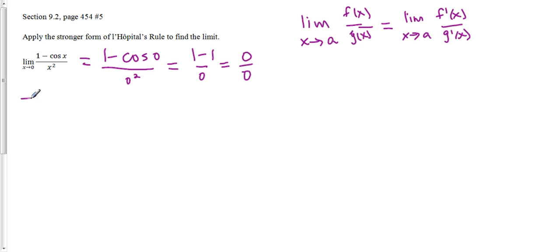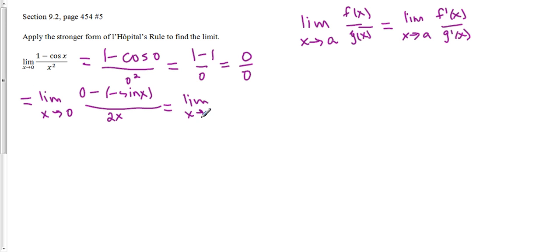So let's take our derivative here, and it's still going to be the limit as x goes to 0. And if I take the derivative of 1, what do I get? 0 minus, and what's the derivative of cosine x going to be? That's right, negative sine x. And what's the derivative of x squared going to be? That's right, 2x. So just to clean things up a little bit here, I'm going to have sine x over 2x.